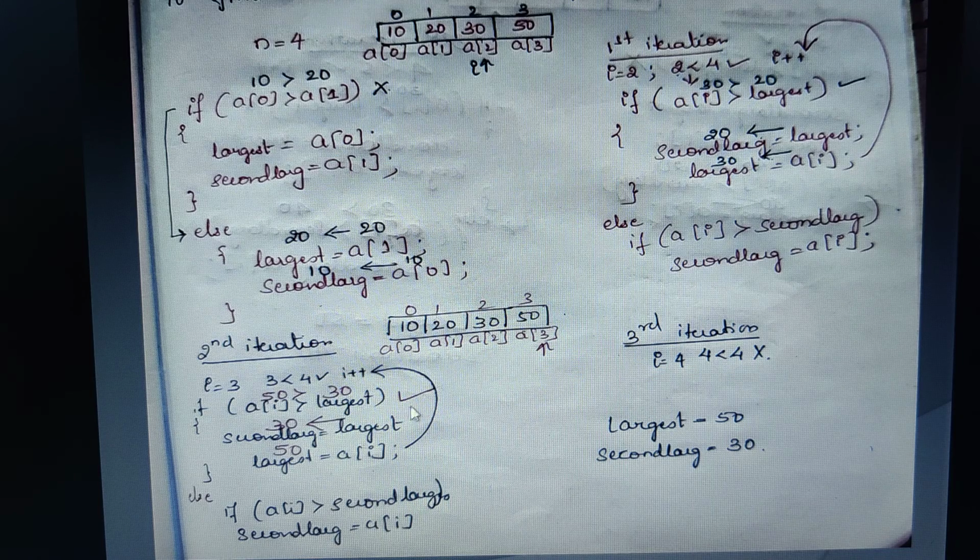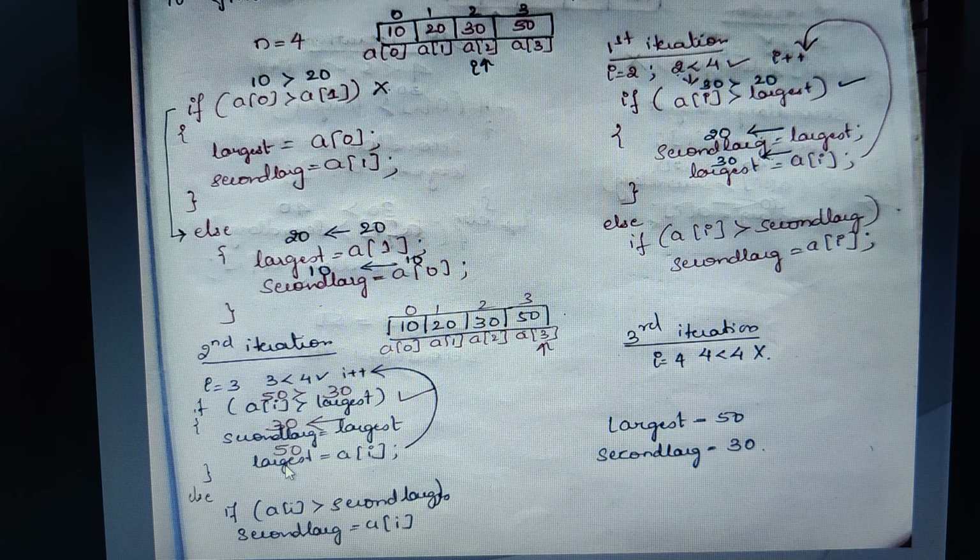What is the latest value of largest? That is 30. So we are checking whether 50 is greater than 30. Yes, the condition is true. If this condition is true, I need to assume 50 to be the largest, and we get the second largest as 30, isn't it? Whatever the previous value of largest is, that is 30, is getting moved into the variable second largest, and the new value in a of i is getting moved into largest.